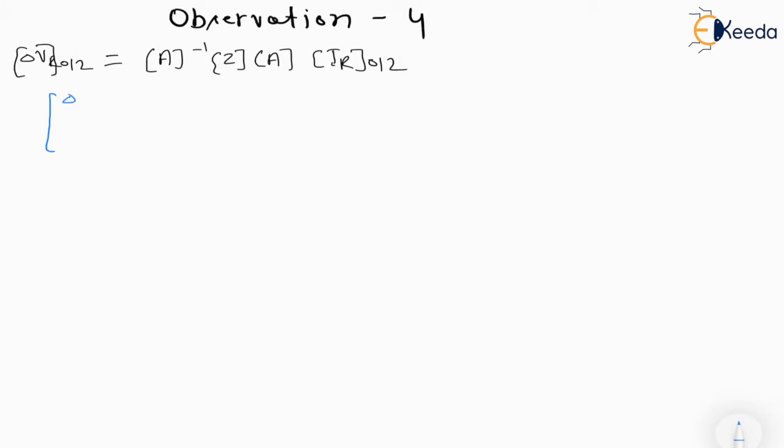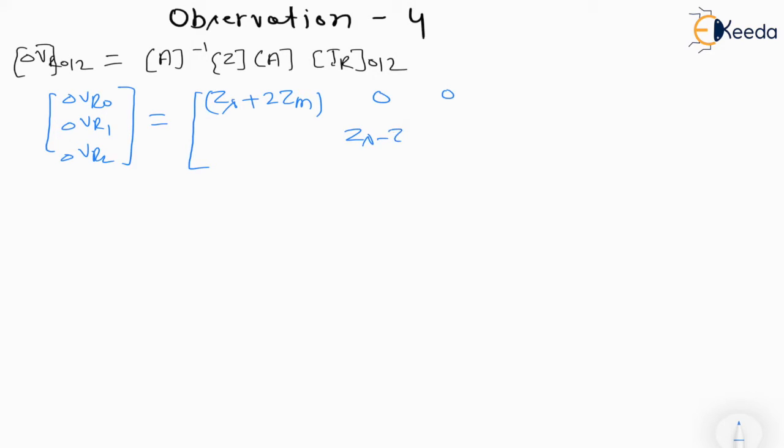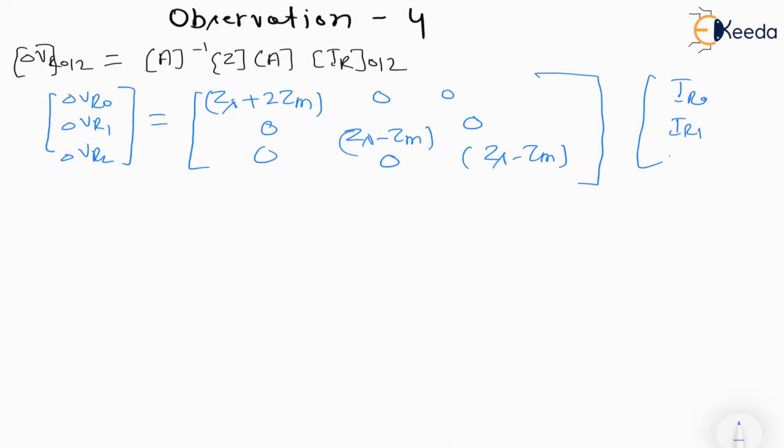When we write it after multiplying, this becomes delta VR0, delta VR1 and delta VR2, and that will be equal to the matrix with Zs plus 2Zm, 0, 0; 0, Zs minus Zm, 0; 0, 0, Zs minus Zm, and here it will be IR0, IR1 and IR2.